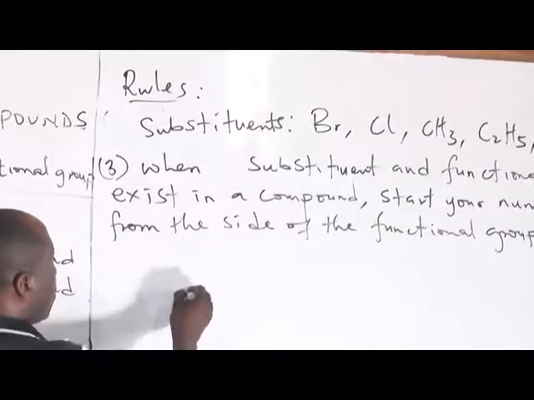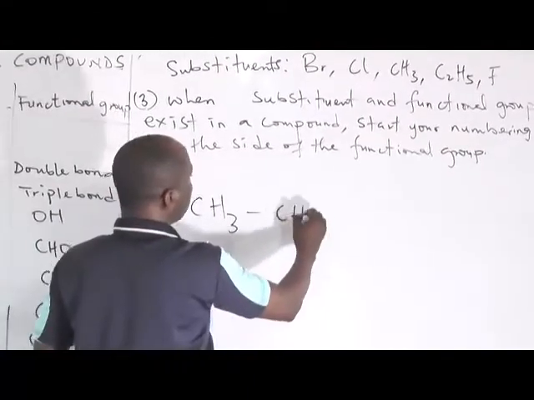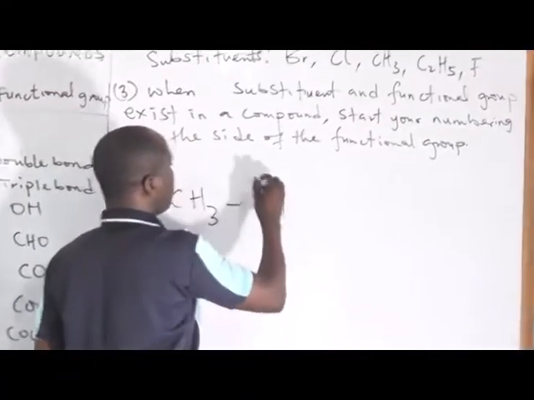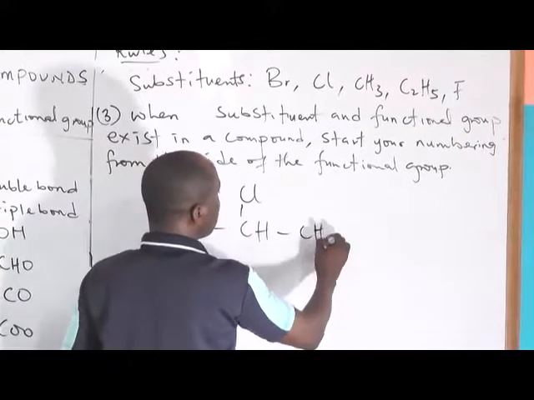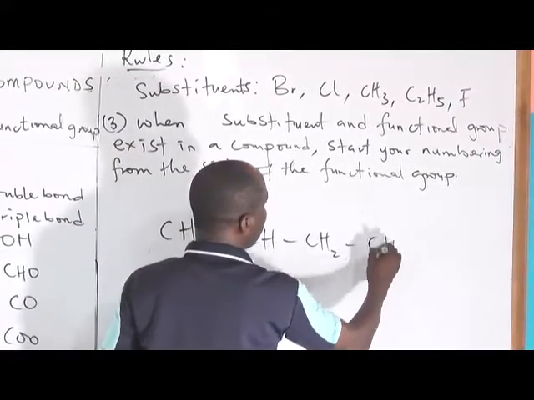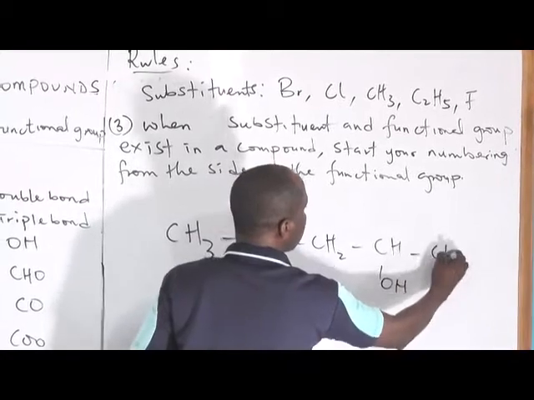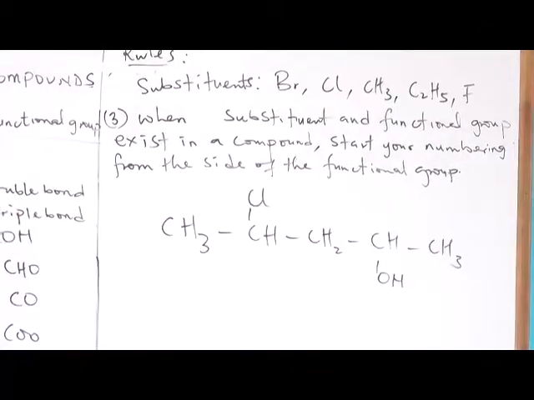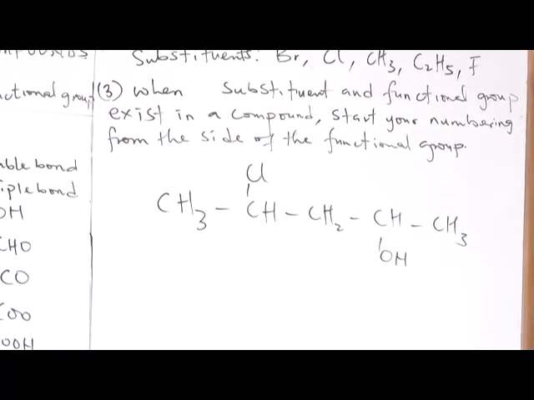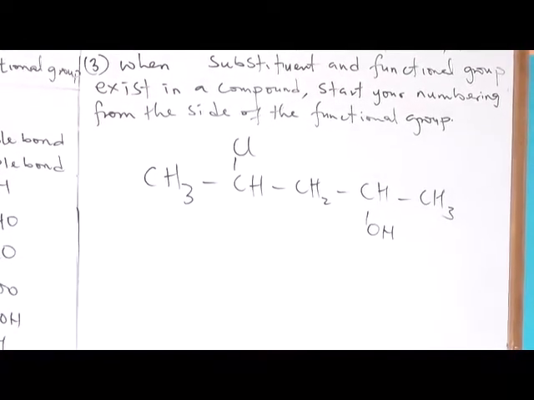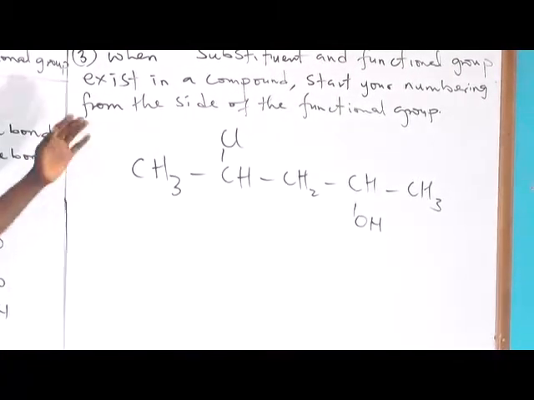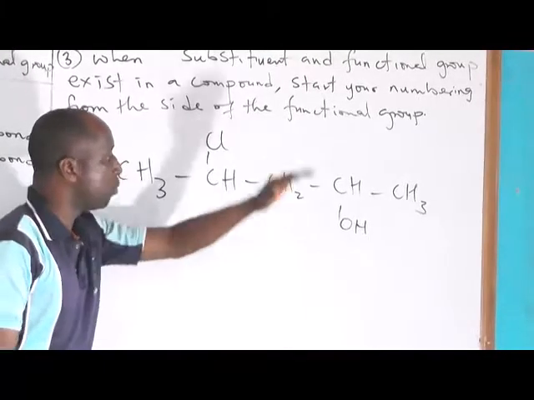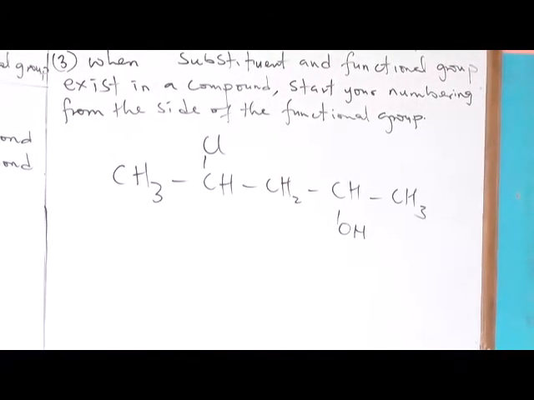What we are saying is, for example, as soon as I'm having a compound like this: CH2, CH, I'm having chlorine here, CH2, CH, I'm having OH here, then CH3. Look at this compound now. You have to name this compound. The question is saying, give the IUPAC name of the compound below. How do we name this compound?